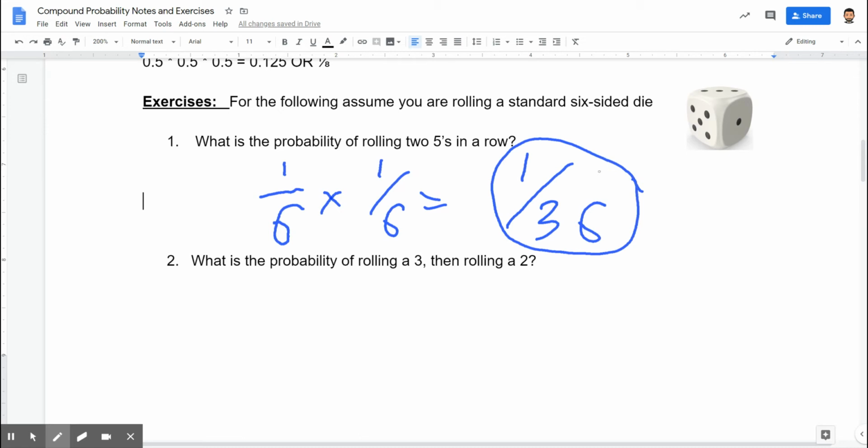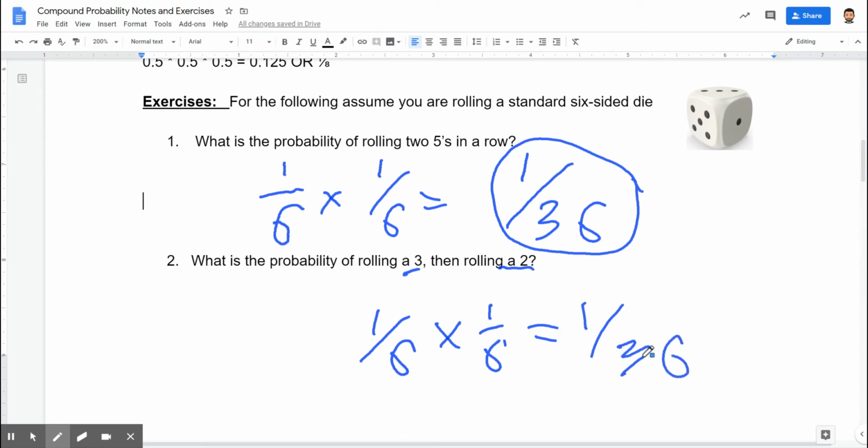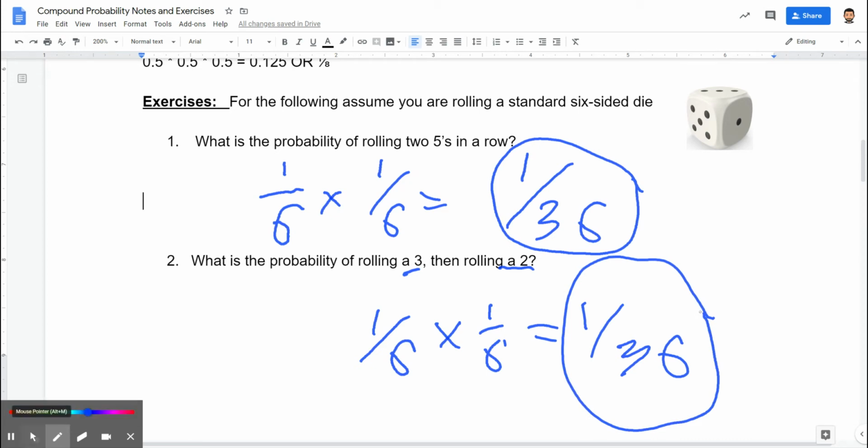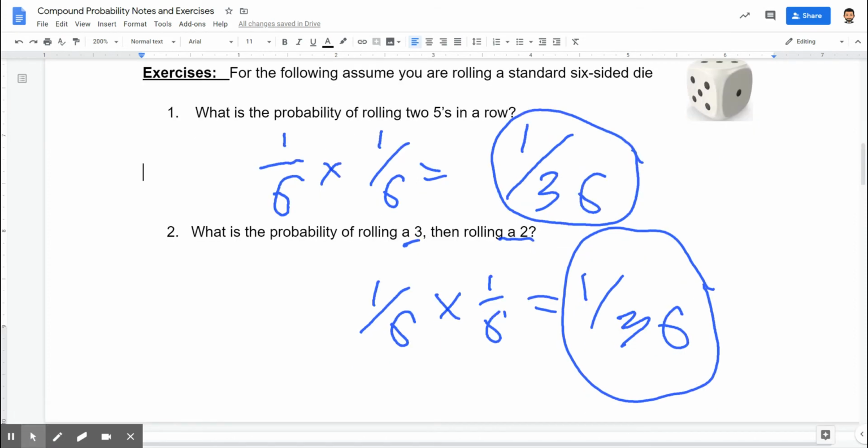Probability of rolling a 3, then rolling a 2. So it's going to be exactly the same. Reason being, probability of rolling a 3 is only 1 out of the 6 options. Rolling a 2, again, is 1 out of the 6 options. So again, this is 1 out of 36, which is part of what I wanted you to recognize with those first 2 problems. Everything on a die is equally likely to roll. All right, let's go onward here.